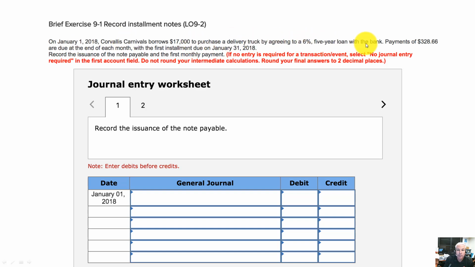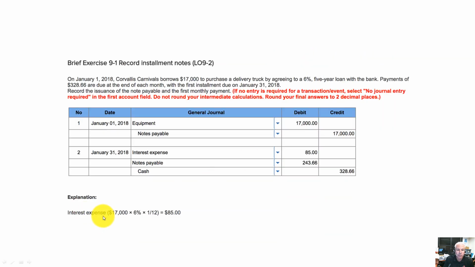Okay, 5-year loan with the bank, right? We're going to be looking at the annual interest rate of 6%. So we're going to take 1/12 of that. So again, remember PRT, principal, rate, and time would always be an easy way of getting something done. So here, principal is $17,000. 6% is your interest rate. 1/12 is your time. 12 is the denominator. It's 1 month because it's just January.